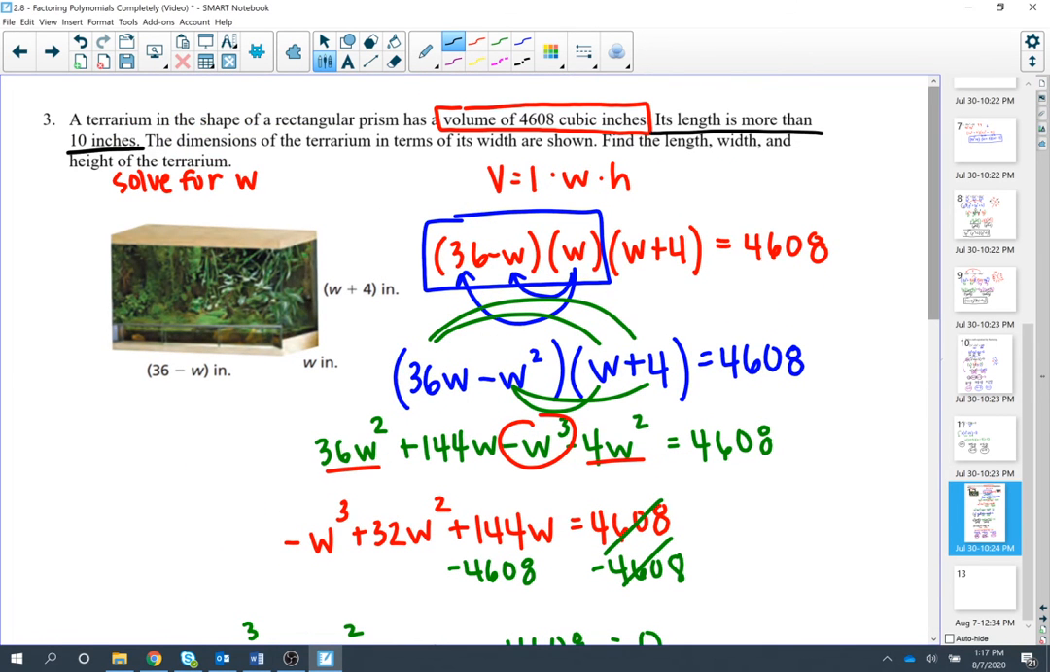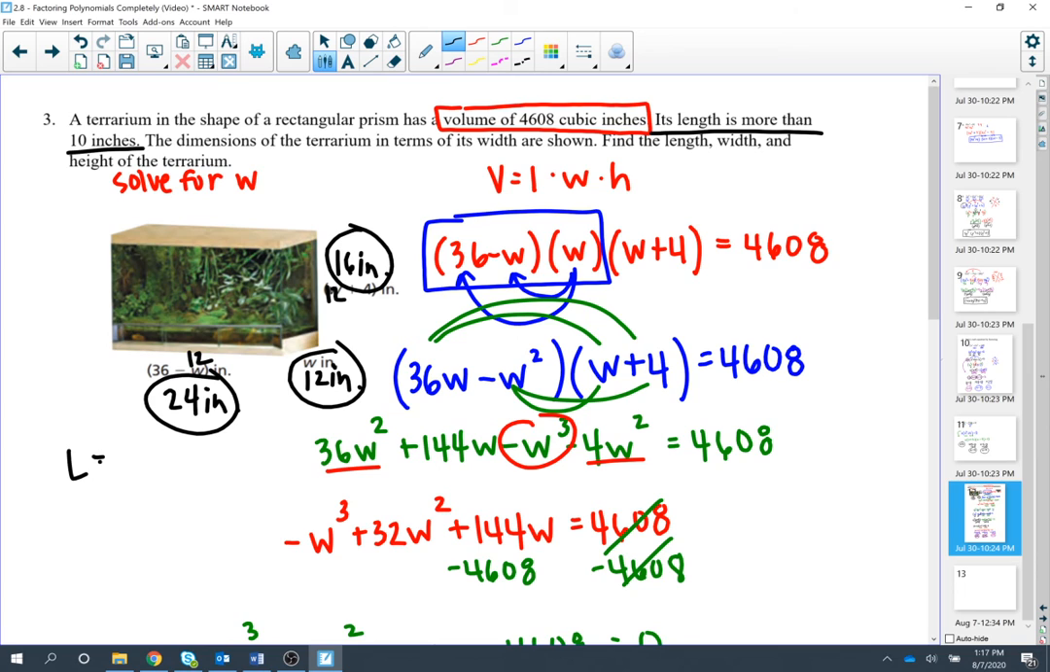If it's 12, okay, then the width would be 12 inches. This would be 36 minus 12 inches, which would be 24 inches. And this would be, what did we say, 12 plus 4, which is 16 inches. Is the length more than 10? Yeah, because it's 24. So there's our answer. Your length is 24 inches, your width is 12 inches, and your height is 16 inches.